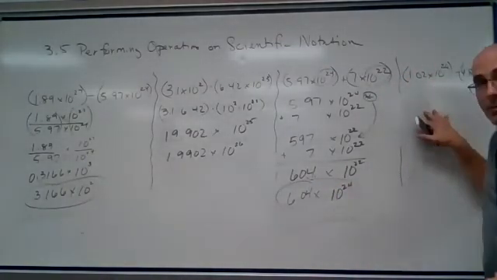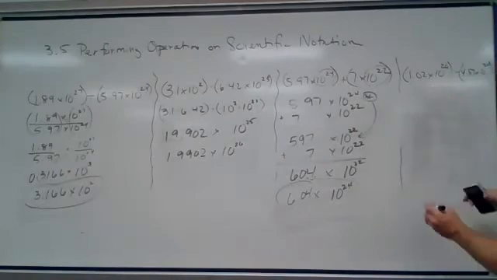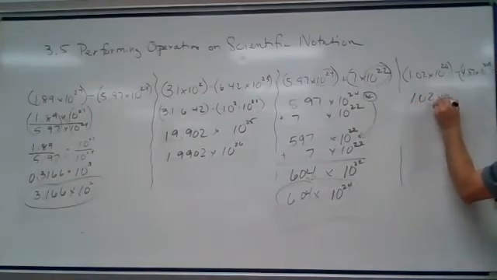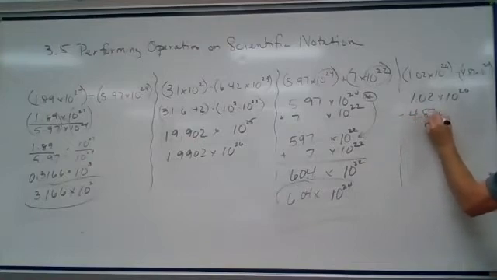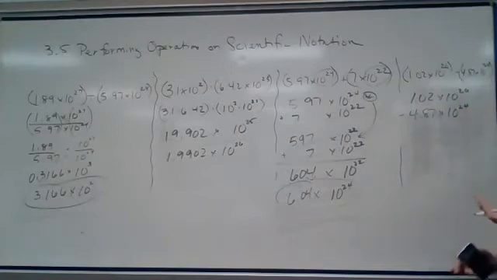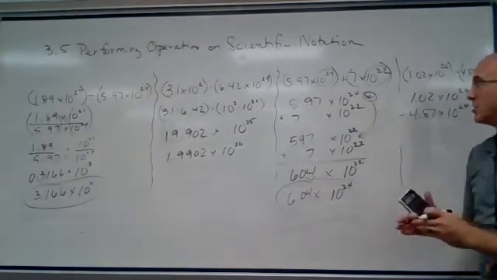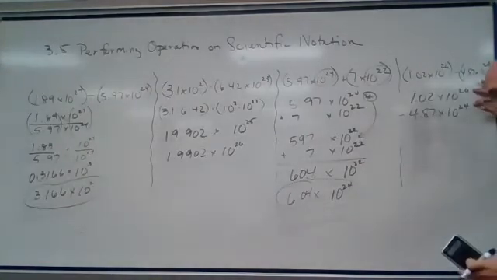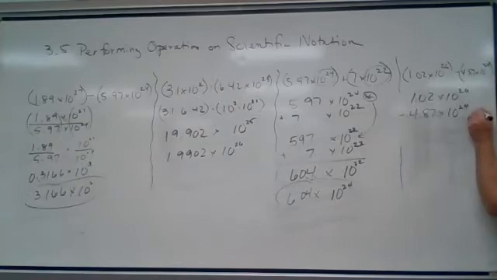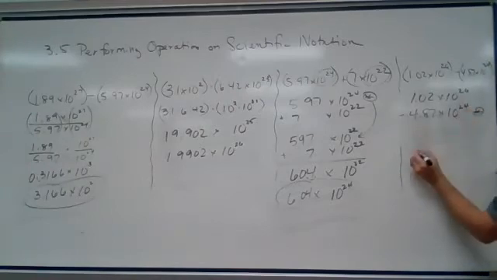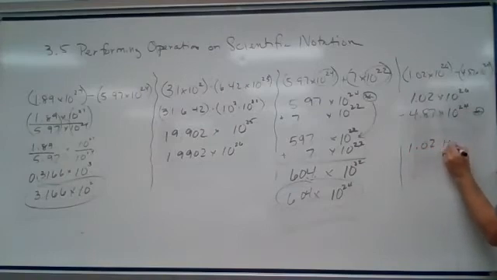And we will do the same thing over here with subtraction. I have 1.02 times 10 to the 26th minus 4.87 times 10 to the 24th. So I am going to choose one of them to change. I have to get either to the 26th or to the 24th. Let's do the second one. Let's make this to the 26th power. So let's rewrite it, 1.02 times 10 to the 26th.